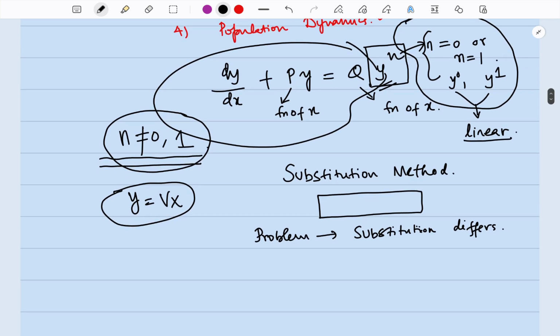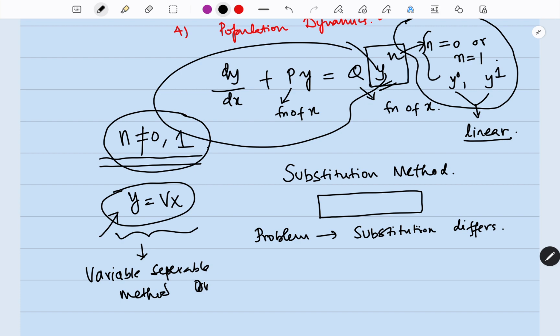In the last video, we saw the substitution method y equals vx. If I use y equals vx, later I'll be using the variable separable method. Did you notice that? In the last stage I'll be separating dv by dx, and with that I will go for the v solution. So I'll be using the variable separable method.